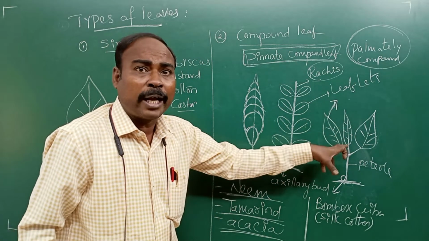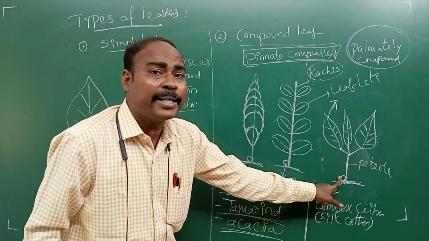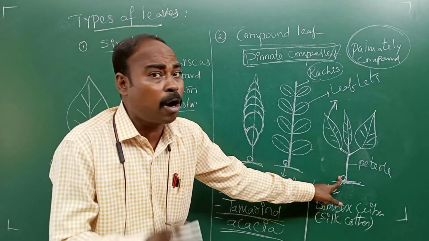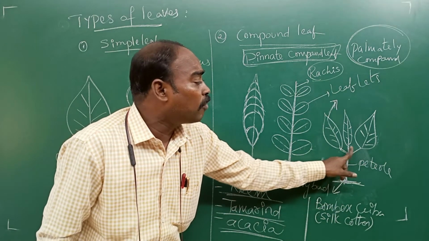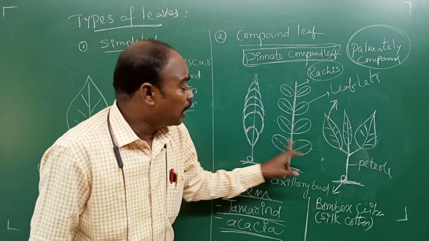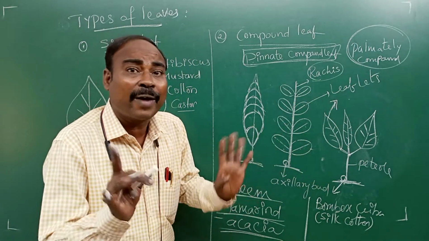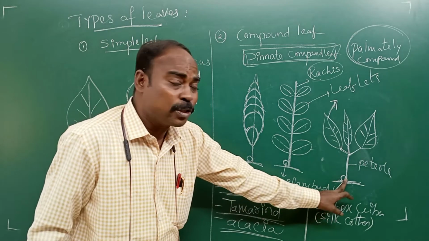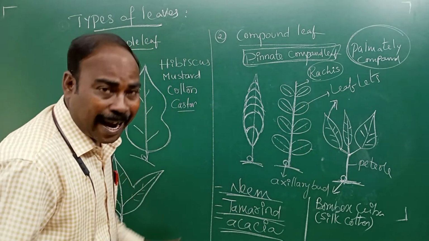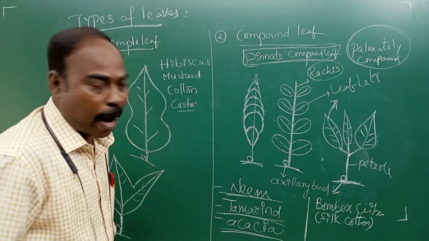Whatever it may be, the compound leaf has an axillary bud at the base of the petiole only, the stalk only, not in the base of leaflets. So the leaflet base does not have an axillary bud. Only the petiole base has an axillary bud. That is the main important point.